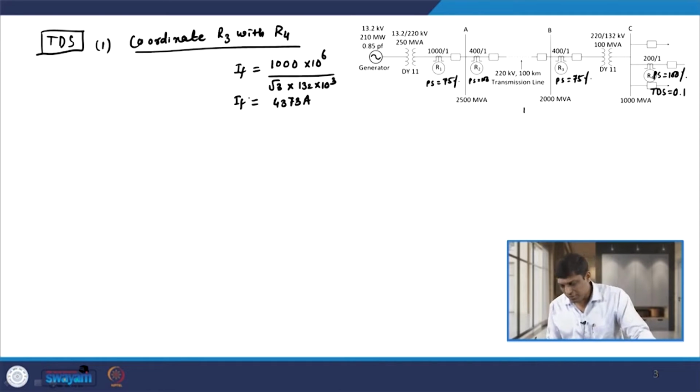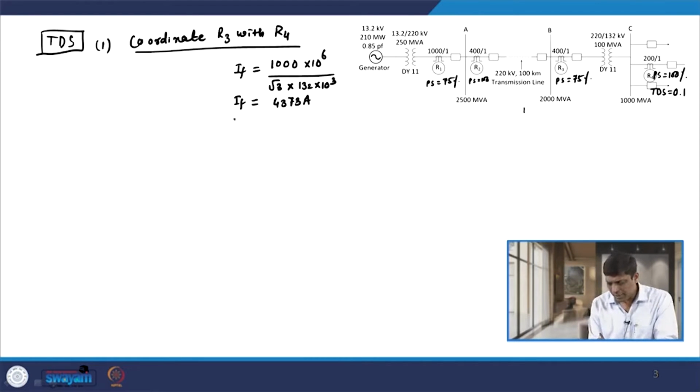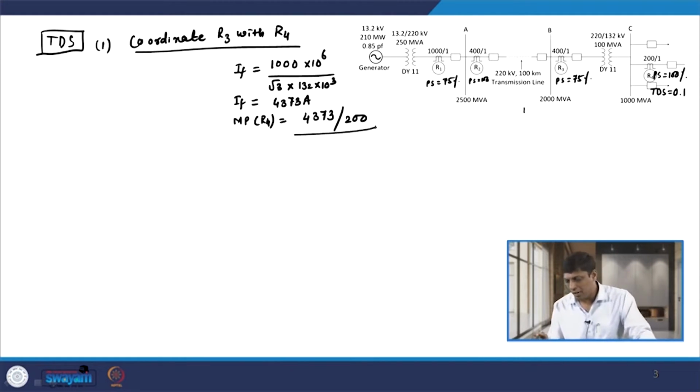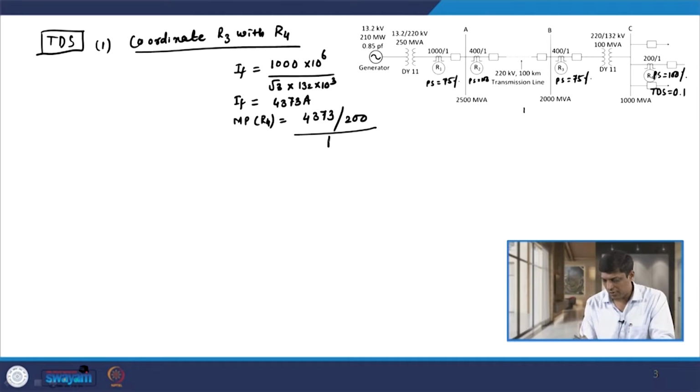Now utilizing this fault current, let us calculate the multiple of pickup current of relay R4. As I told you earlier, the multiple of pickup current is given by the fault current referred to the CT secondary. The CT secondary of relay R4 is 200, divided by the plug setting of relay R4, that is 100%, so that is 1. The value we get is 21.865. So this is the multiple of pickup current of R4.